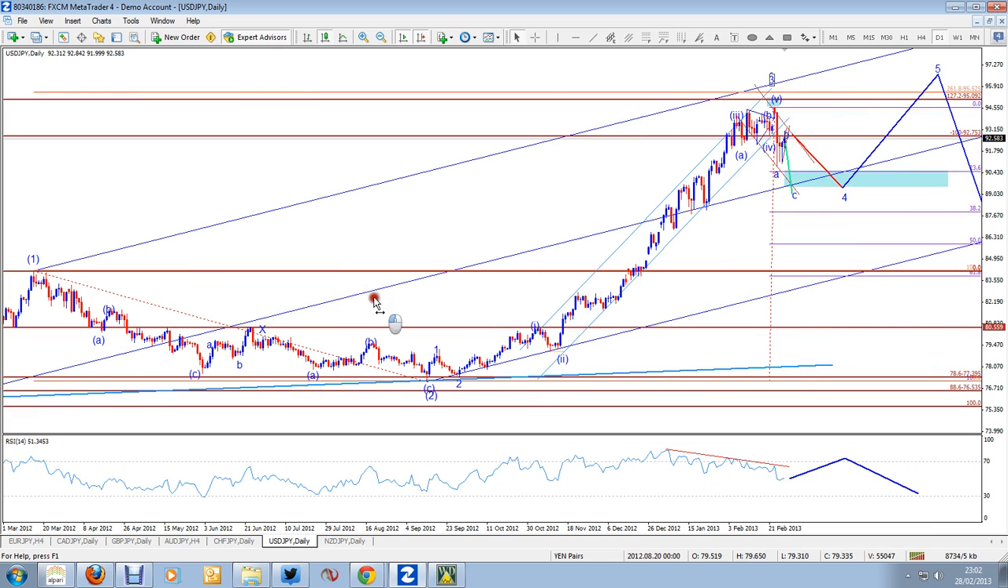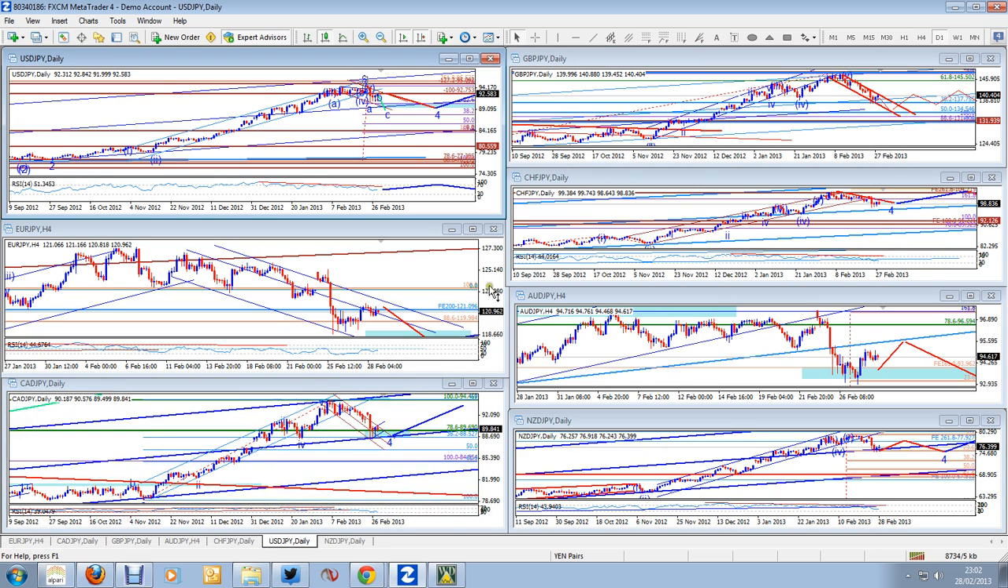February 2012 low. That would complete the 5-wave sequence, and then we will see a much bigger decline after that. Okay, so at the moment we expect some weakness on US dollar yen.